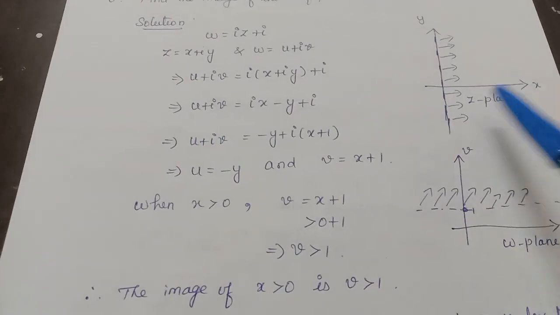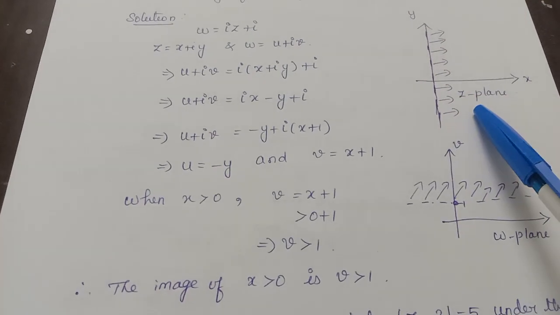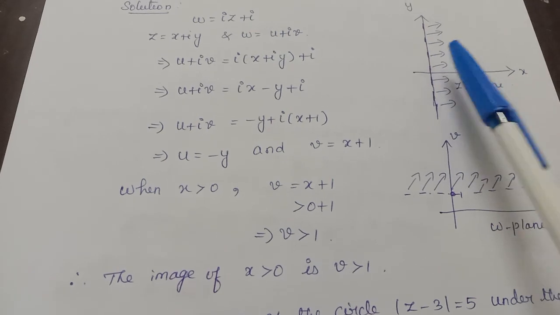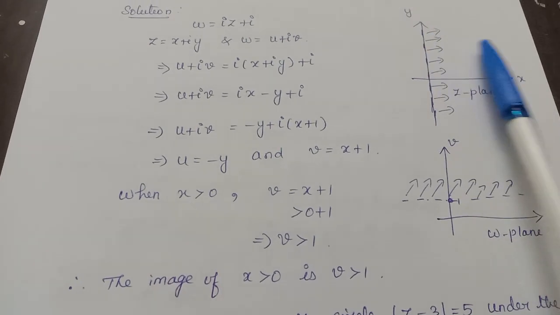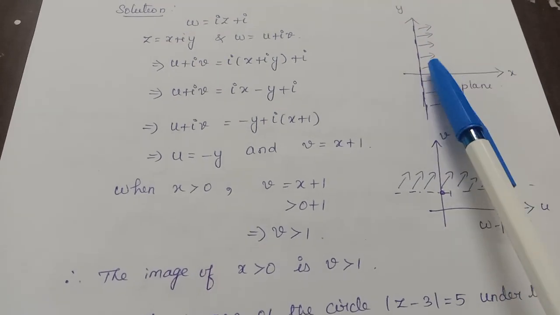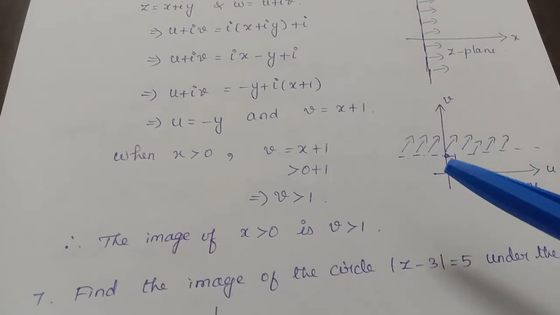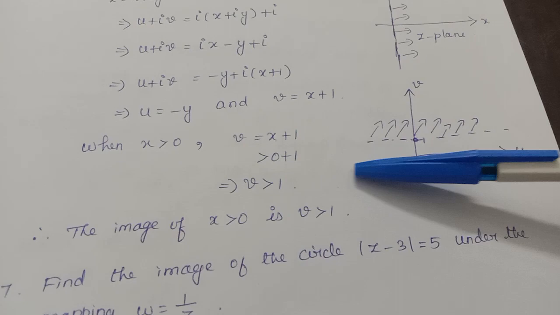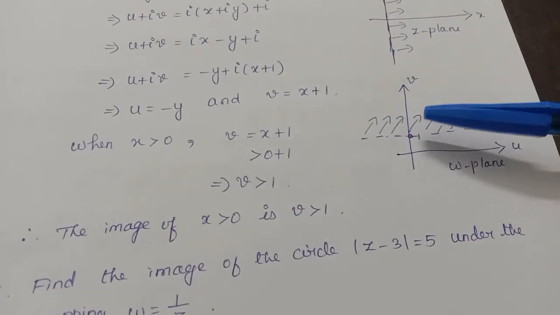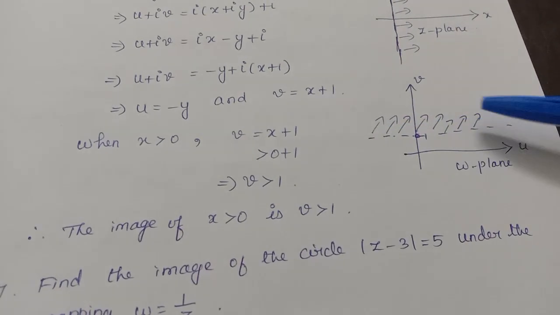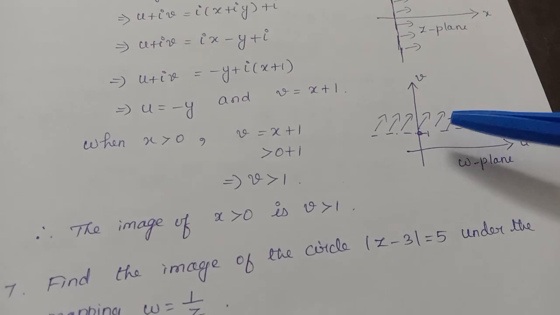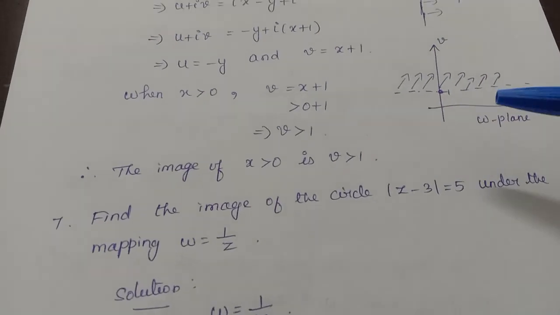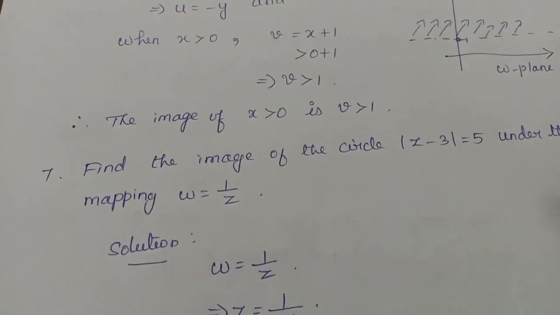Here I have represented it in the graph. So this is the z plane. x equal to 0 means the y axis. So x strictly greater than 0 means this right side portion, which I have denoted with an arrow mark. Similarly, v greater than 1 means what? This is the u axis, this is the v axis. v equal to 1 is this line, and strictly greater than 1 means you have to draw it as a dotted line, and the portion above this dotted line is v greater than 1. Okay, so the image of x greater than 0 is v greater than 1.